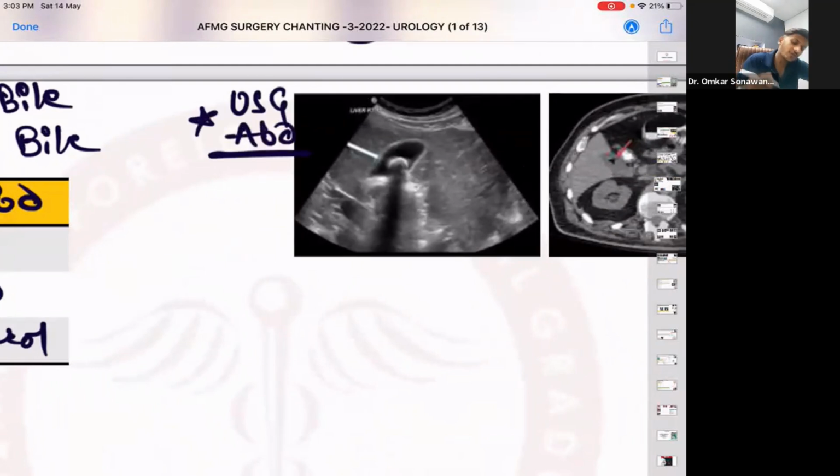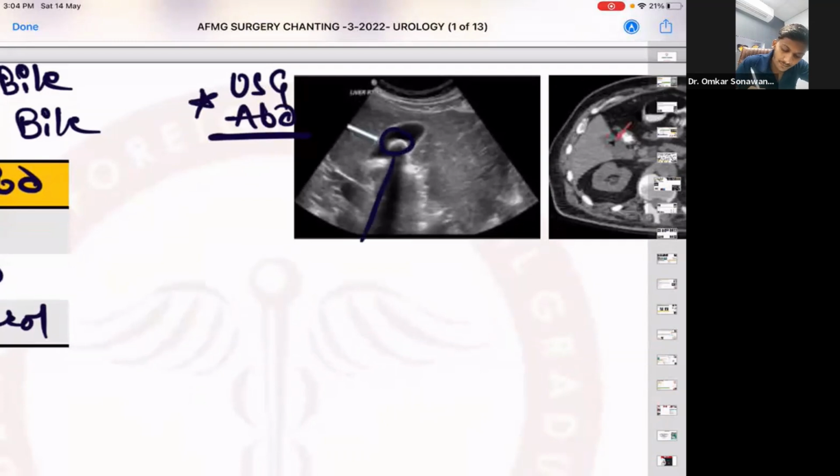Whereas the investigation of choice for renal stones is NCCT abdomen. Remember. On ultrasound abdomen, in the gallbladder you can see a gallstone, and behind the gallstone there would be a posterior acoustic shadow.